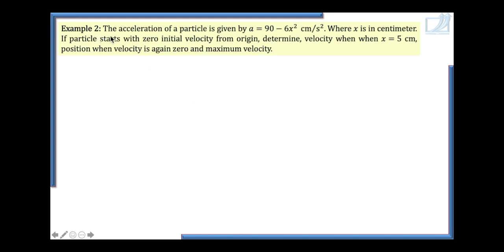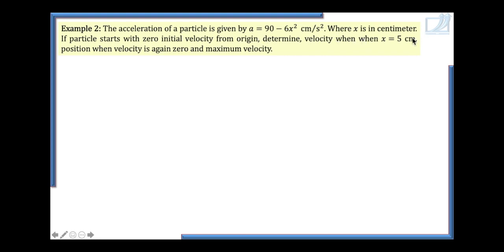Read this problem. The acceleration of a particle is given by a is equal to 90 minus 6x squared centimeters per second squared. Now when you read this statement, immediately you will realize that equation of motion is given because it is relation between a and x. Acceleration is varying and acceleration is given as function of x. And now you know how to solve the problem. When acceleration is given as function of position, replace it by v dv by dx and integrate it. Simple.